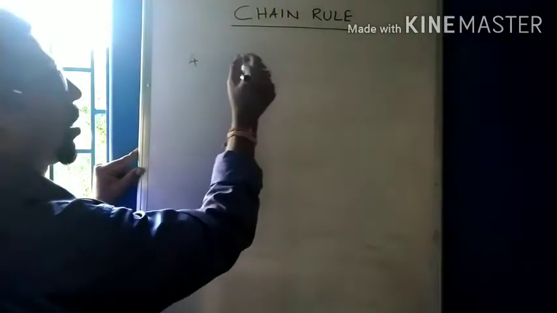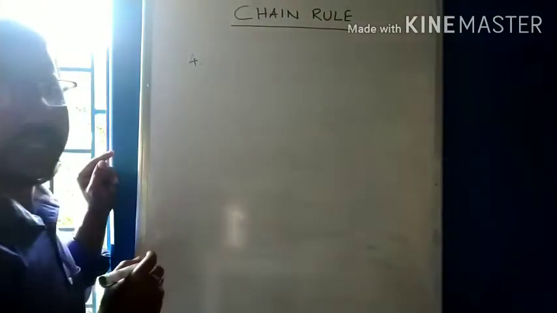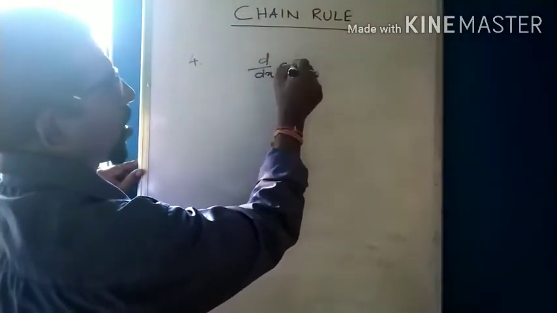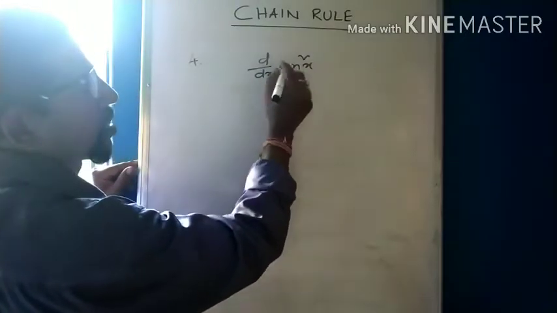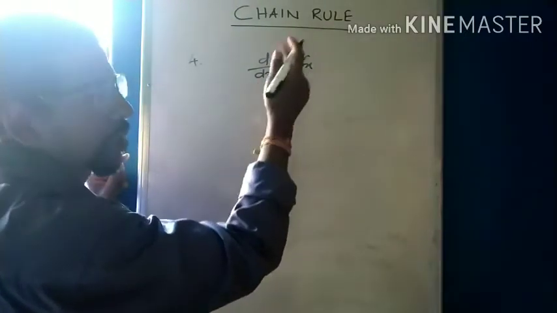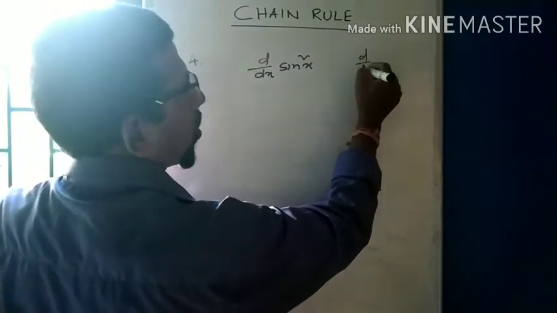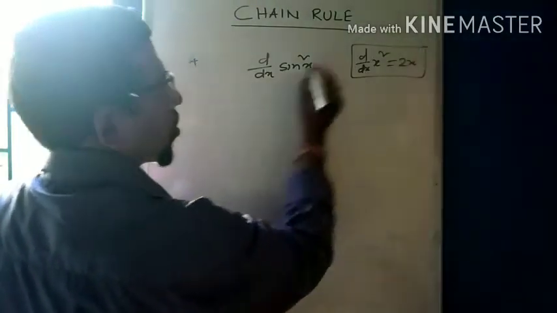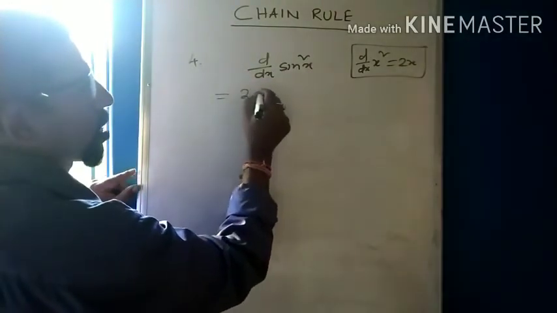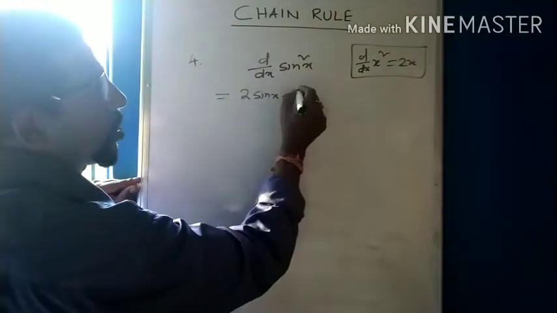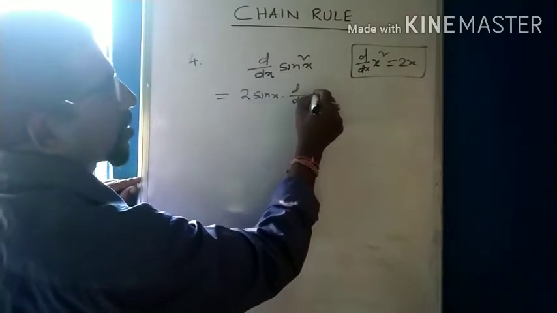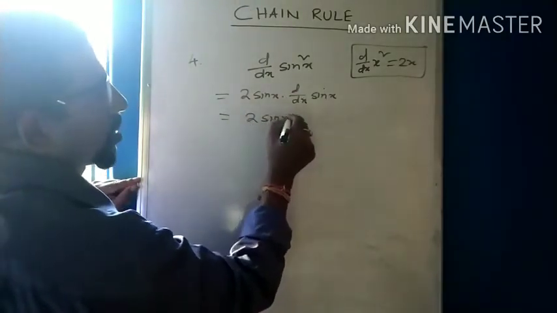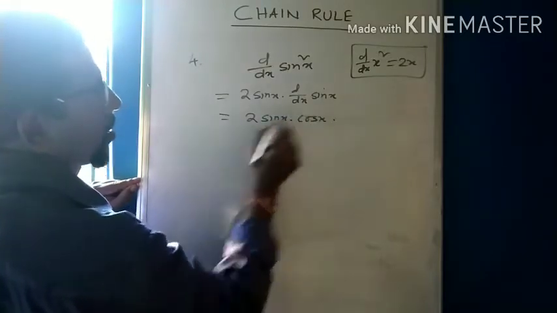Next, number 4, suppose you differentiate sin square x. What will be the differentiation of sin square x? Power is first, sin square x means (sin x) whole square. What is the differentiation of x square? It is 2x. So sin square x will be 2 sin x into, we have to differentiate sin x again, so this will be 2 sin x into cos x.